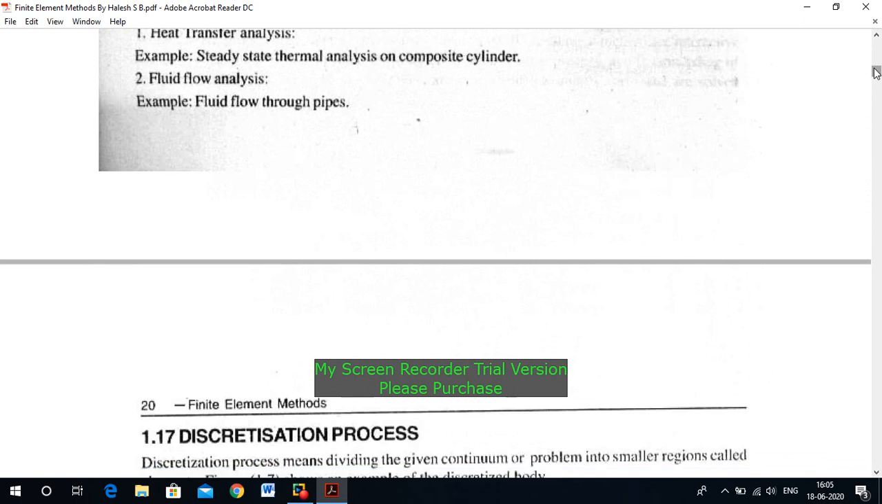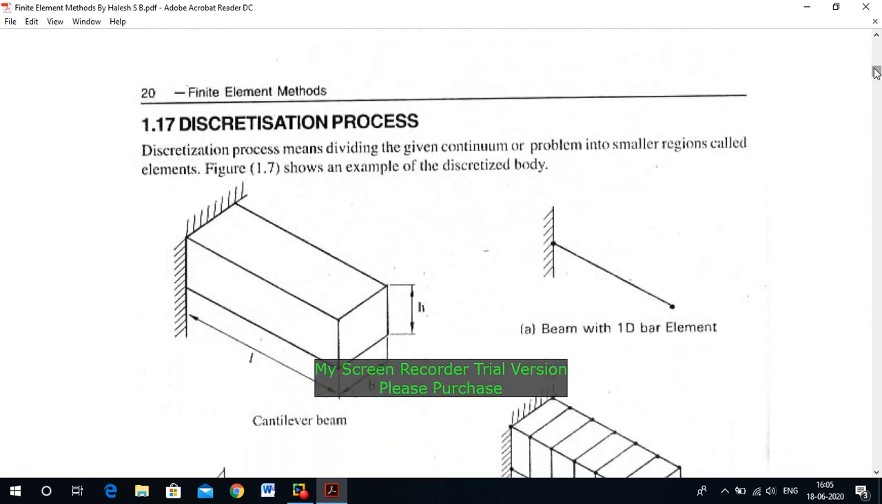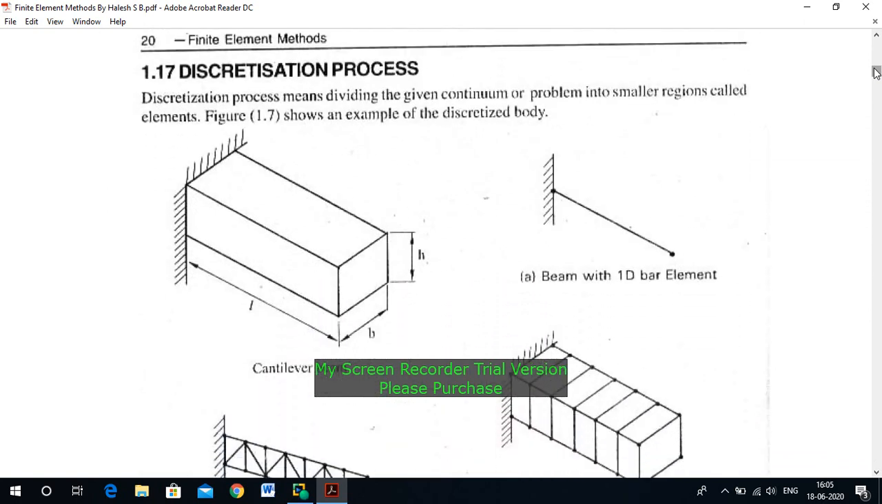And the next topic is the discretization process. What is meant by discretization? The discretization process means dividing the given continuum or problem into smaller regions called elements. So if you consider any cantilever beam, the cantilever beam is fixed at one end, the other end is free.